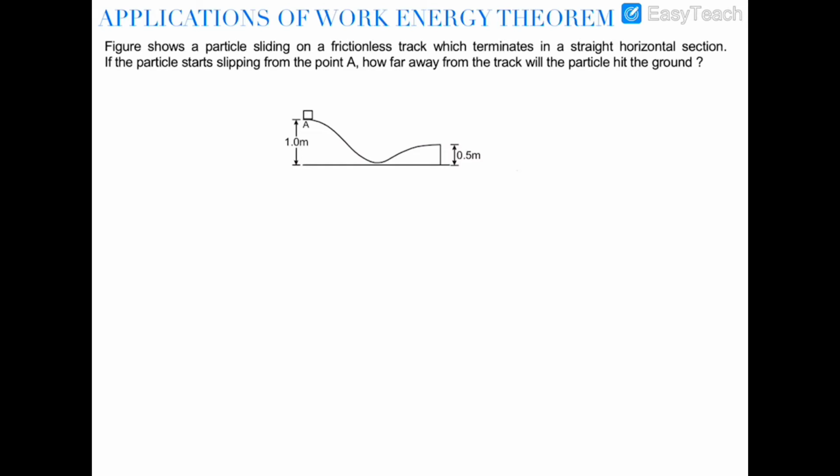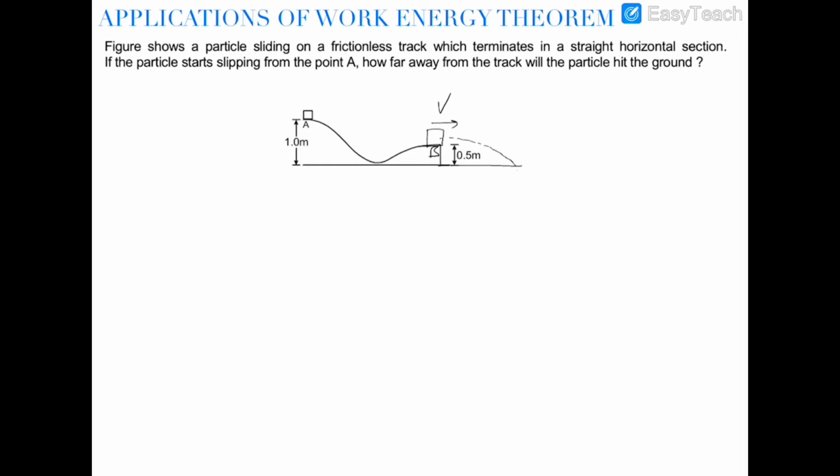A block which is kept at a height of 1 meter is allowed to fall on this roller coaster or inclined plane, anything you can say, and it will jump from this point. It will start from this point A and it will jump off from point B. So we need to find out at how much horizontal distance this block will jump and fall. So first of all, we need to find out the velocity of this block at this point.